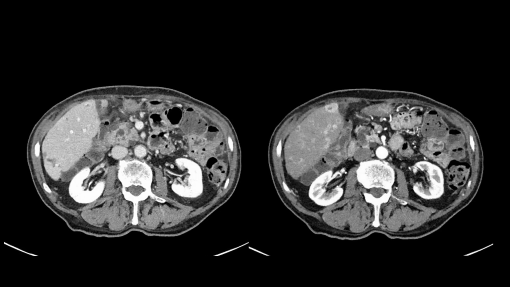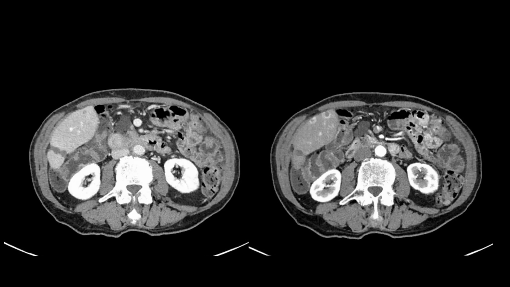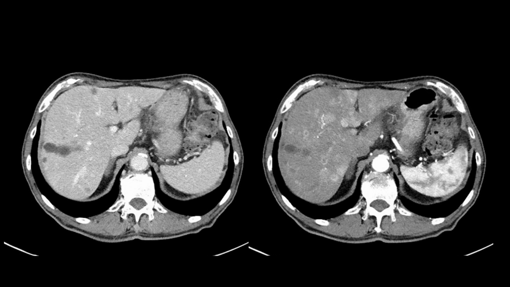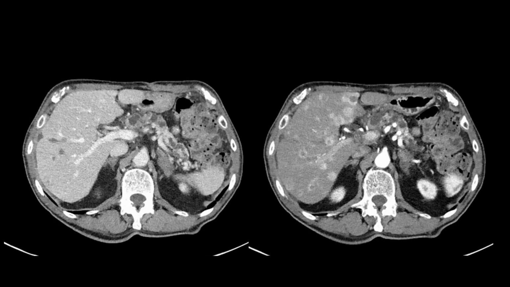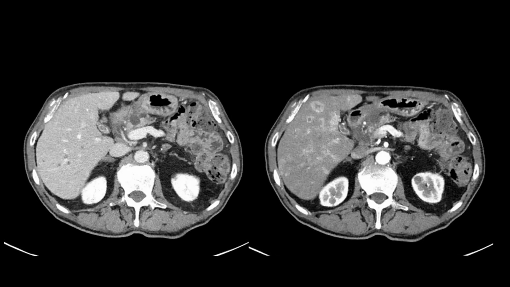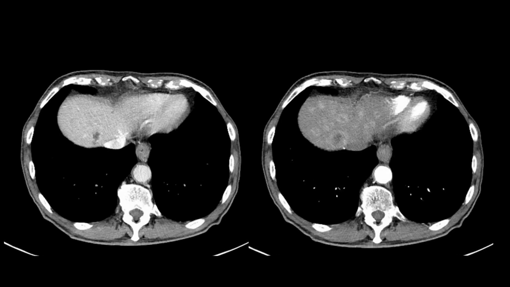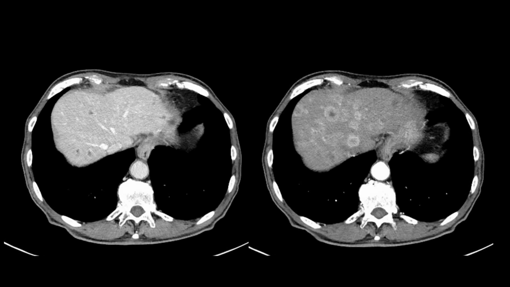However, if you looked at the arterial phase of this patient, you would notice there are numerous arterially enhancing nodules and masses throughout the liver, and many of the nodules and masses that appear to be simple cysts or areas of necrosis on portal venous phase show peripheral arterial phase hyperenhancement on the arterial phase.